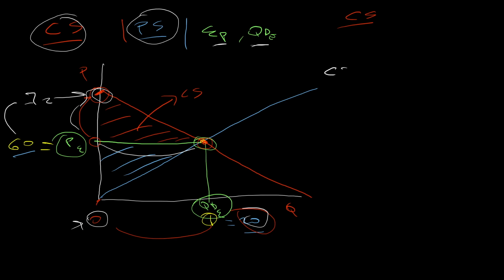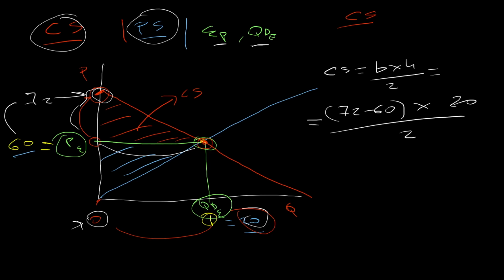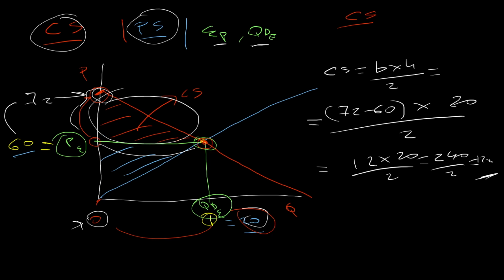The consumer surplus is equal to the base times the height divided by 2, which we know is equal to 72 minus 60, times 20, divided by 2. So 72 minus 60 is 12, times 20, divided by 2. This is 240 divided by 2, which is 120. So the consumer surplus, this area, is equal to 120.